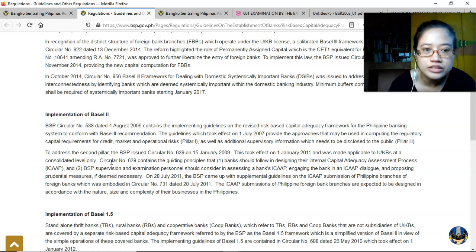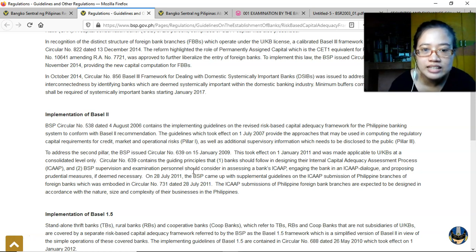Okay. To address the second pillar, BSP issued Circular Number 639 on January 15, 2009, which took effect on January 1, 2011, made applicable to universal and commercial banks at consolidated level only. Okay, so the subsidiaries and branches do not need to. Just the consolidated report.